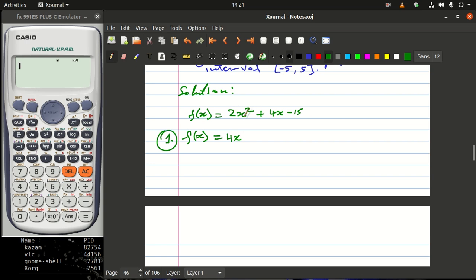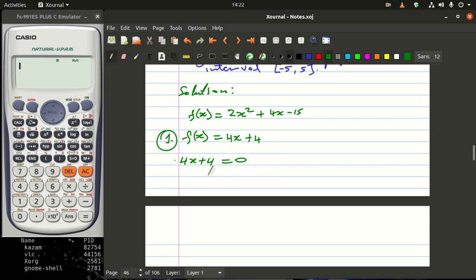2 times 2 is 4, and then plus, here we'll end up having a 4. Of course, the derivative of this 4 and the derivative of that is 0. And then what we do after this, we just set this equal to 0, so we'll have 4x plus 4, set it equal to 0, and then we solve for x.